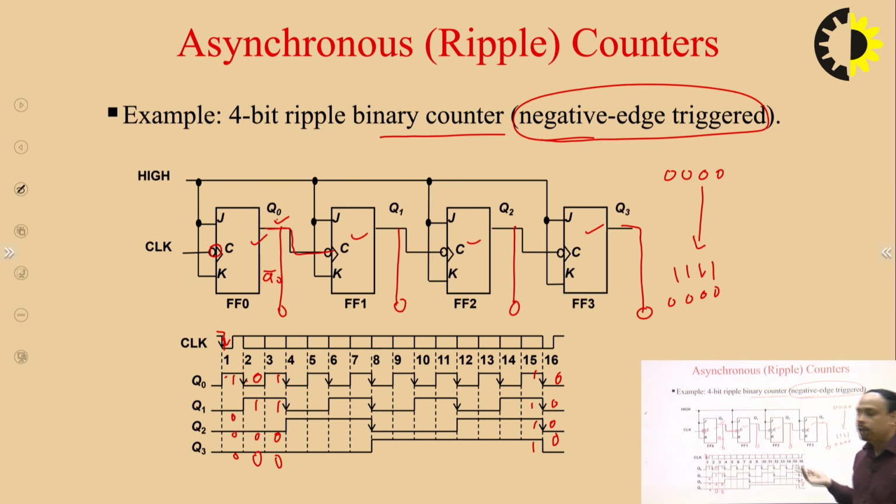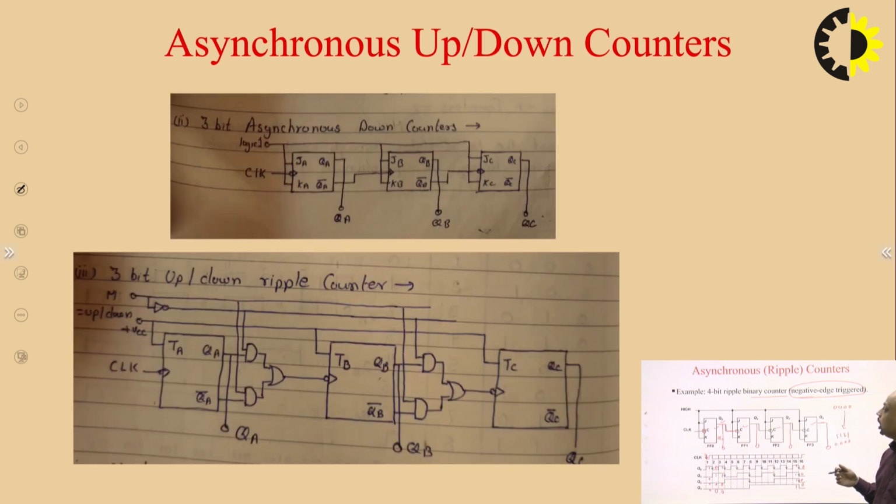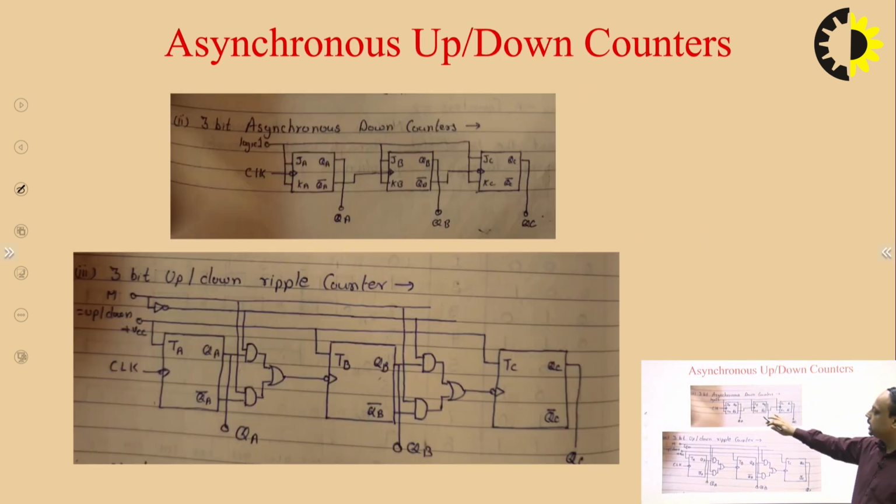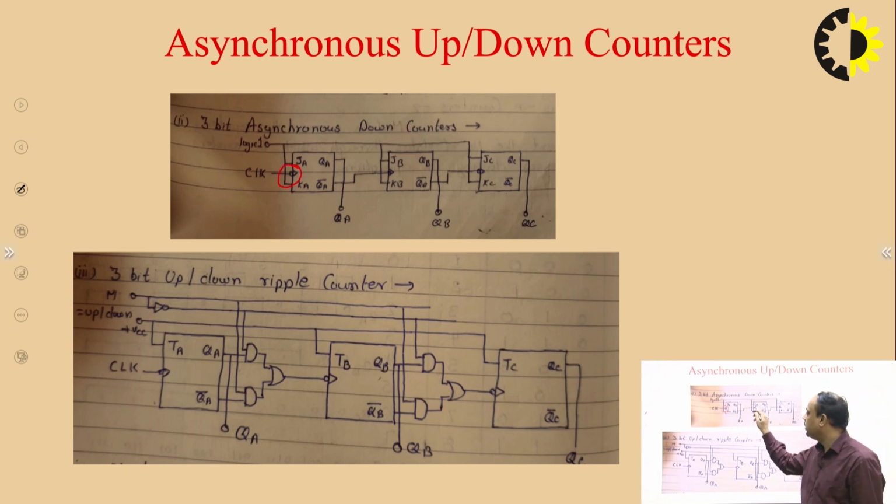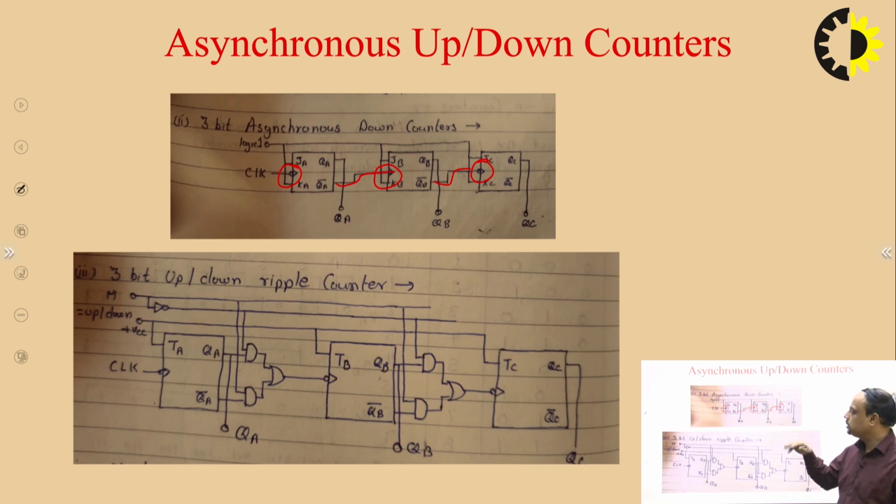So this is the up counter. If we want to design a down counter, as we can see over here, for negative edge triggering, if we provide the clock to the next flip-flop by the Q bar, then the counting starts negative as the edges change.